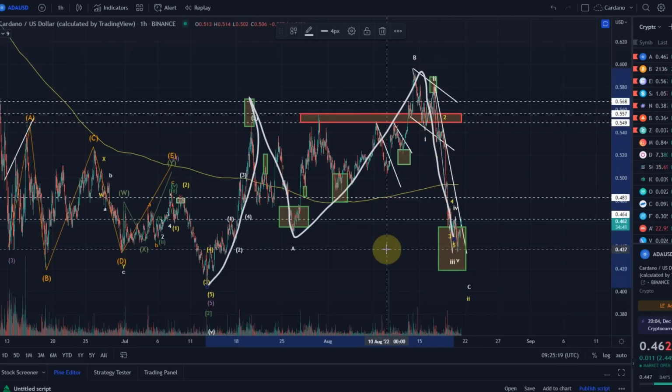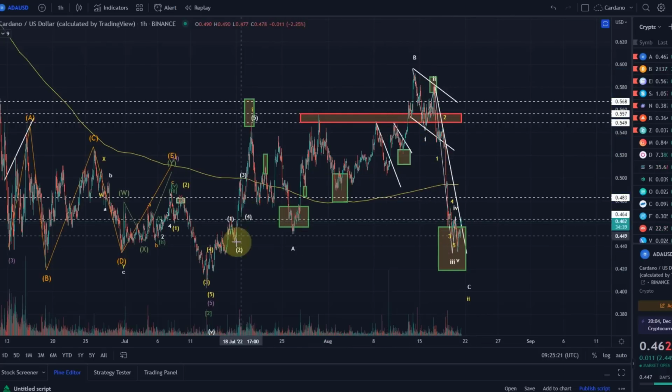So far I did count it as a series of 1-2 setups, which always can get a bit problematic, especially if you have too many of them. Then it gets unrealistic at some point. It can work out, but that would be a very, very bullish setup.